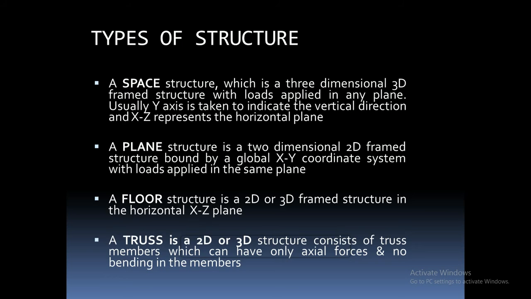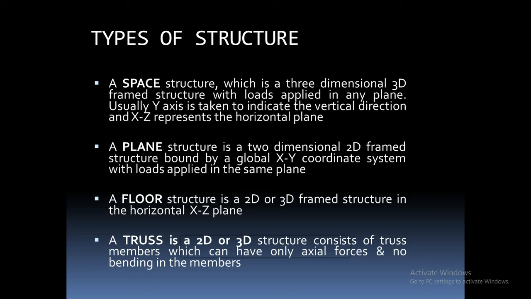Types of structure. In STAAD.Pro, we have space structure, plane structure, floor structure and truss structure. A space structure is a three-dimensional 3D framed structure with loads applied in any plane. Usually the Y axis is taken to indicate the vertical direction and XZ represents the horizontal plane.